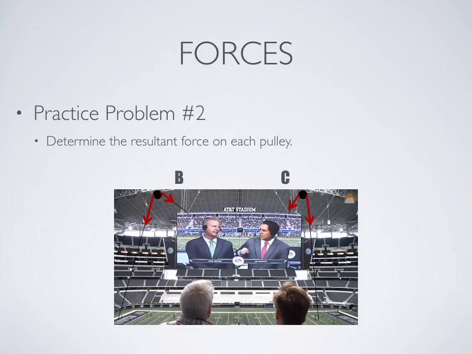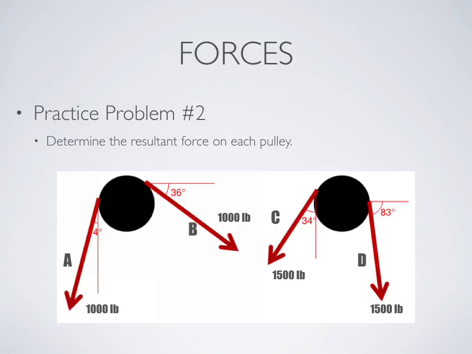So you figured out the components of each force, but now we want to ask the question, what is the resultant force on each pulley? So each pulley has two big forces pulling on it and 4 components that you figured out. I want you to tell me what's the resultant. So remember, this is what we started with. AB on the left, CD on the right. Tell me what the resultant is for each of the pulleys.